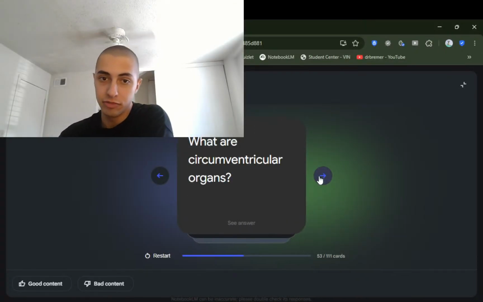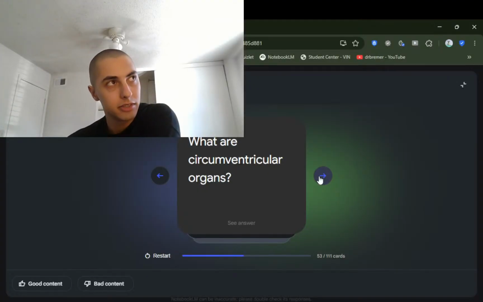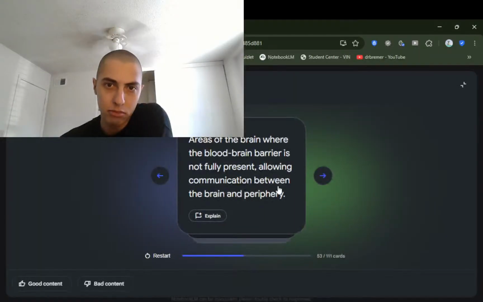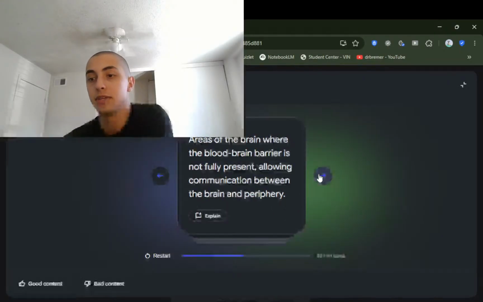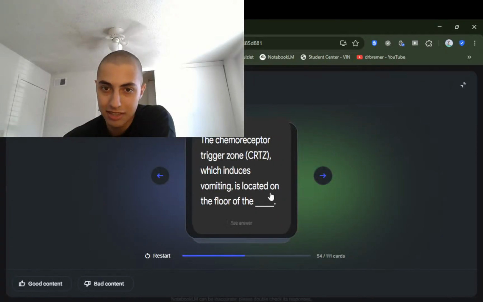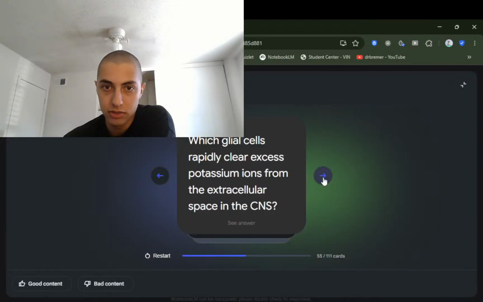What are circumventricular organs? Probably organs that go around the ventricles of the brain. Areas of the brain where the blood-brain barrier is not fully present, allowing communication between the brain and periphery. Okay, I didn't know that. The chemoreceptor trigger zone, CRTZ, which induces vomiting, is located on the floor of the blank. Basal ganglia? No, fourth ventricle.